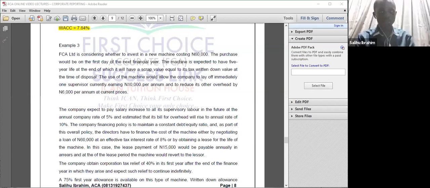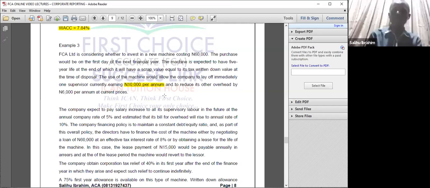We are going to... a supervisor is currently earning 10,000 naira per year. The supervisor is currently earning 10,000 naira per year. So if we buy this machine, we are going to lay off that supervisor, and reduce it by naira per annum at current prices. Now, current prices means the cash flows there are stated in year 0 prices.